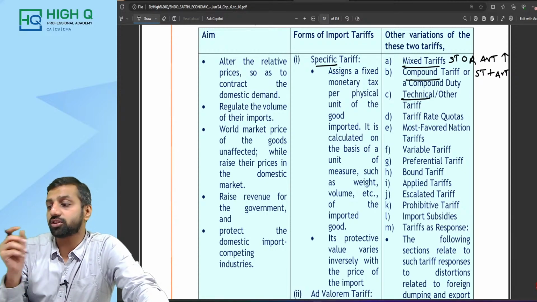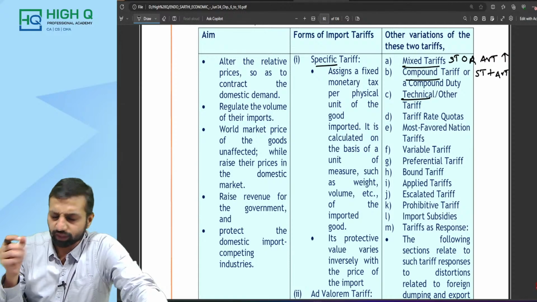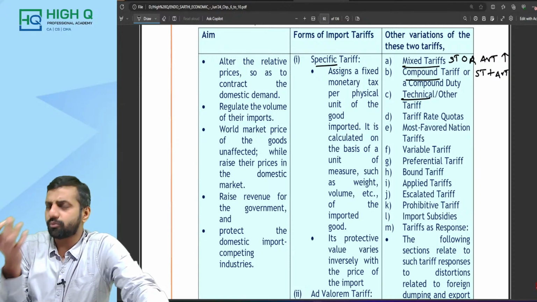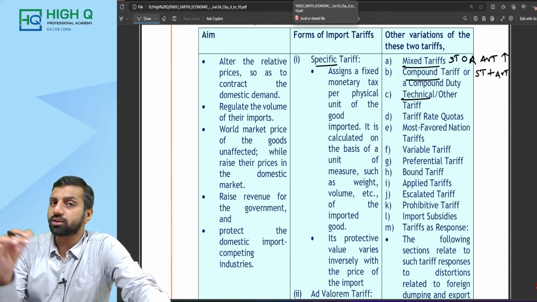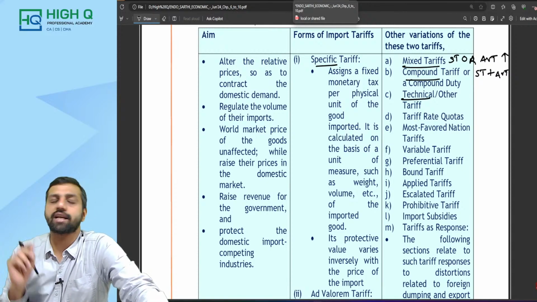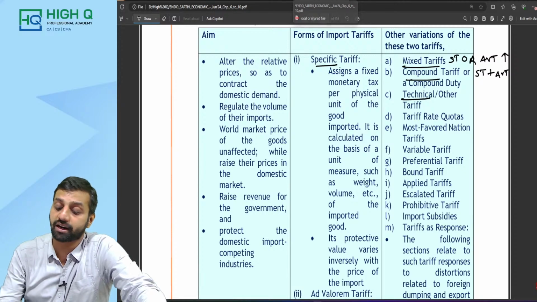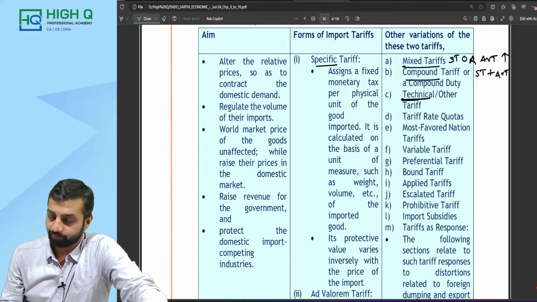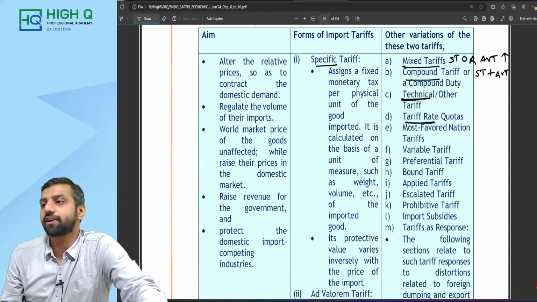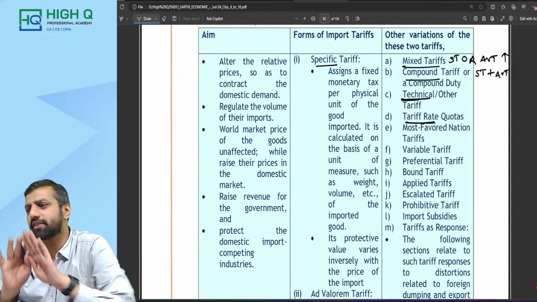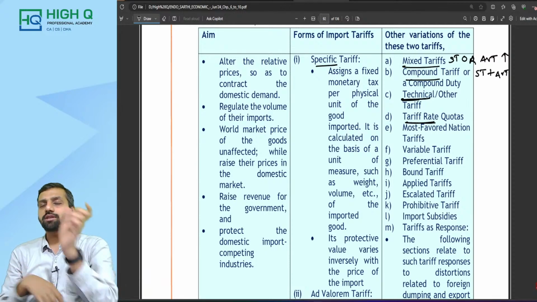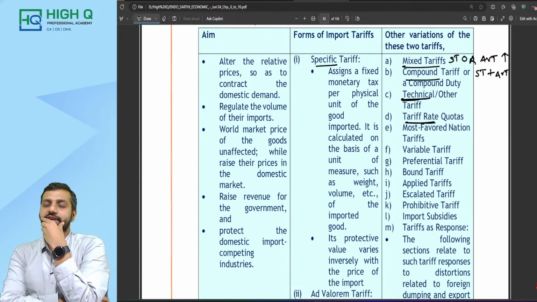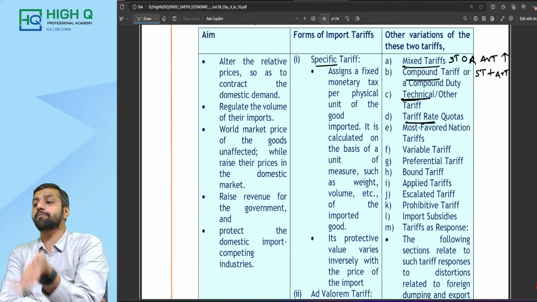Technical tariff is on the product. For example, there is a mobile phone, there is a charger, there is an earphone. Mobile phone, the tax rate will be different. Charger, the tax rate will be different. Earphone will be different. Then there is tariff rate quotas. Up to certain limit, there will be no tariff. 0 to 5,000 units, no tariff. 5,000 to 10,000 units, 10% tariff. 10,000 and above, 50% tariff.